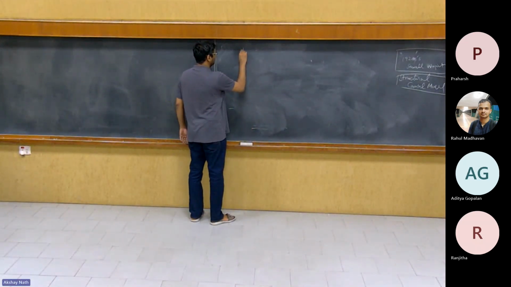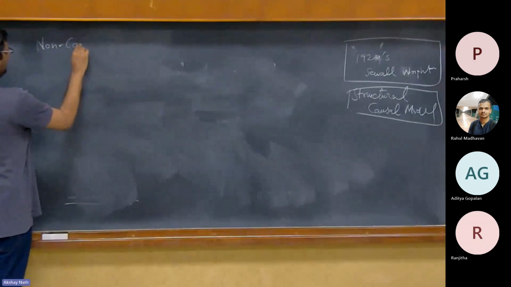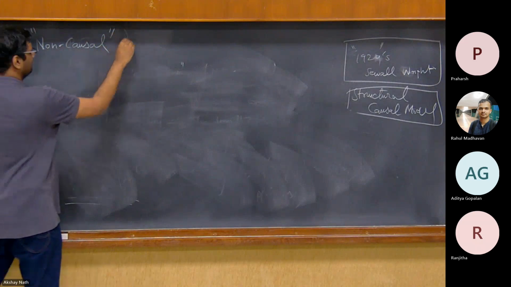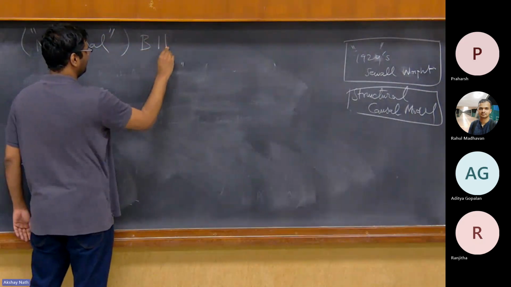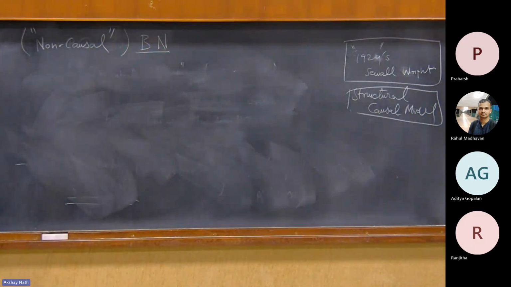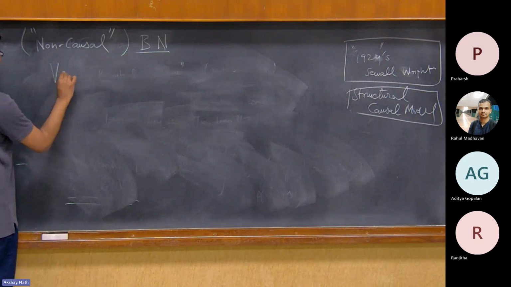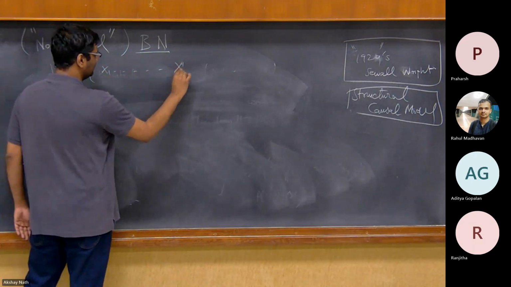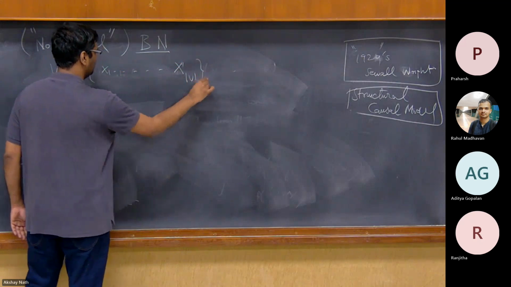Okay, so just for clarity, let's call it causal Bayesian network, the non-causal Bayesian. Okay, so you have a joint distribution. So you have a set of variables V. We'll always denote it as x1 till xv.